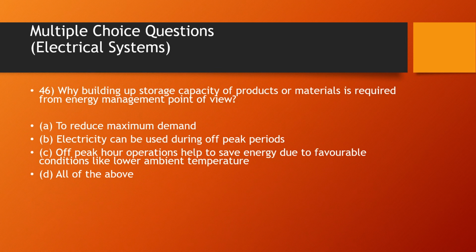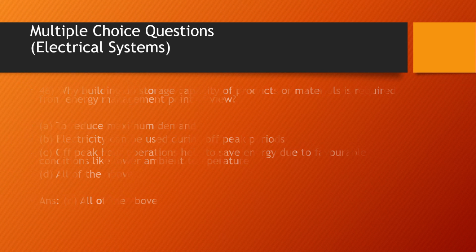And the next question is why building up storage capacity of products or materials is required from energy management point of view. Option A is to reduce maximum demand. Option B is electricity can be used during peak off-peak periods. Option C, off-peak hour operations help to save energy due to favorable conditions like lower ambient temperature. Option D is all of the above. And the answer to this question is option D, that is all of the above.